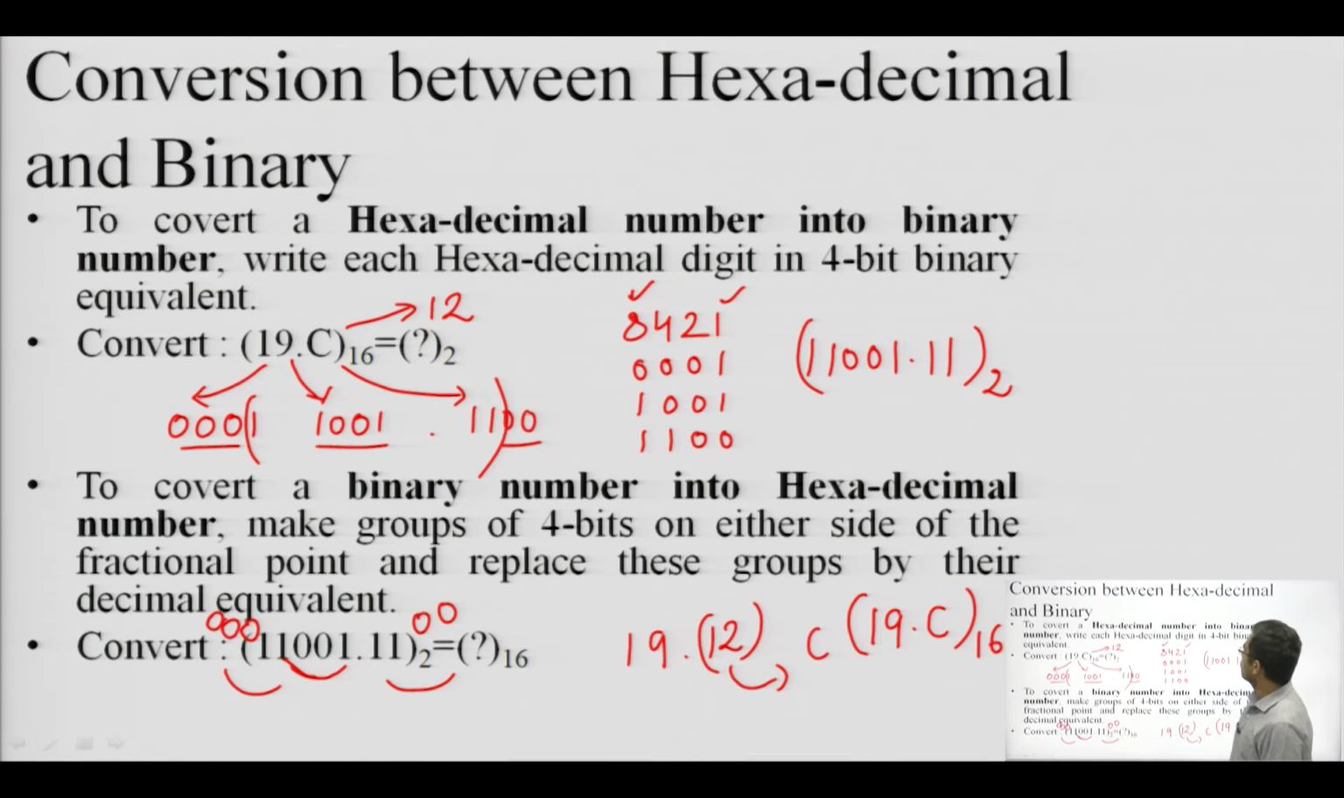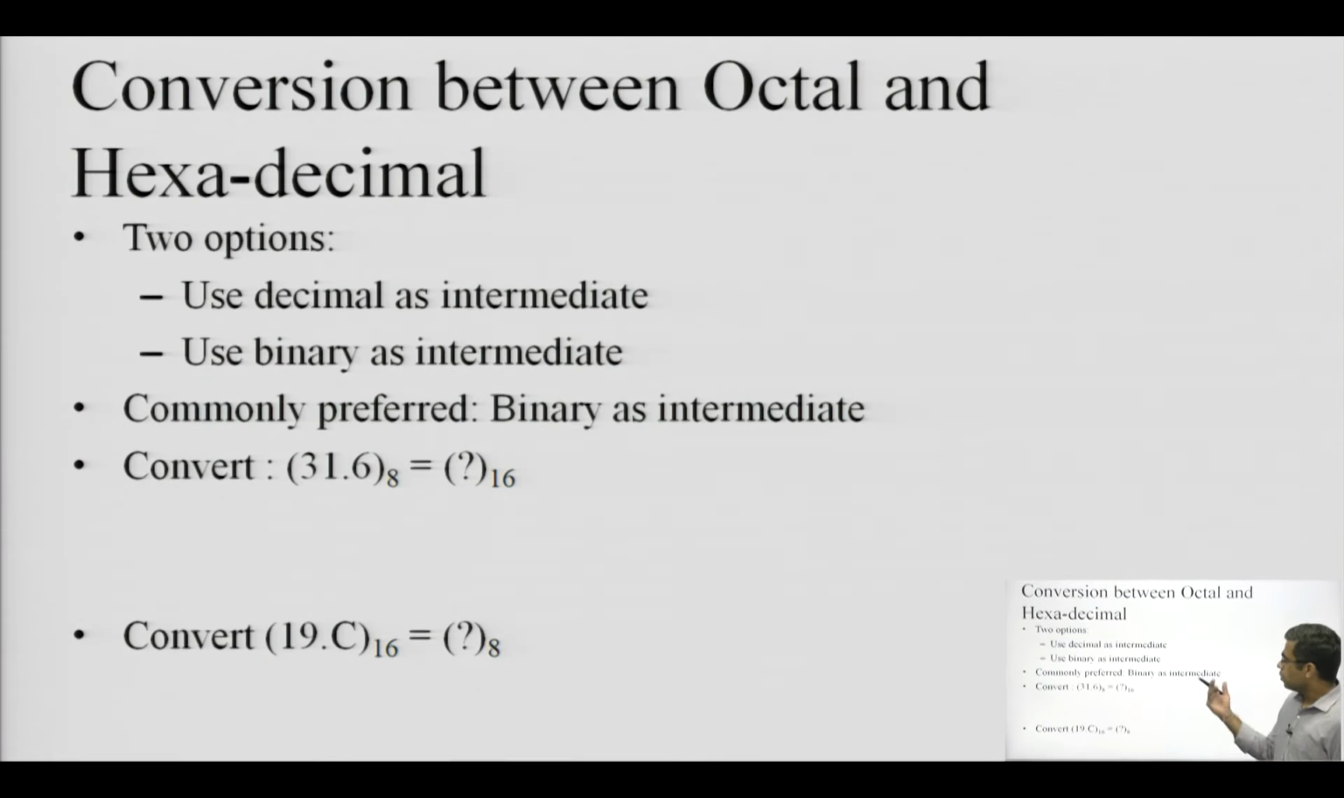So, in this way we have converted between hexadecimal and binary numbers. Now, the last set of conversion, between octal and hexadecimal numbers. We have two options, either I can use decimal as an intermediate or I can use binary as an intermediate. There is no direct method to convert octal to hexa and hexa to octal. So, I have to use these two intermediates.